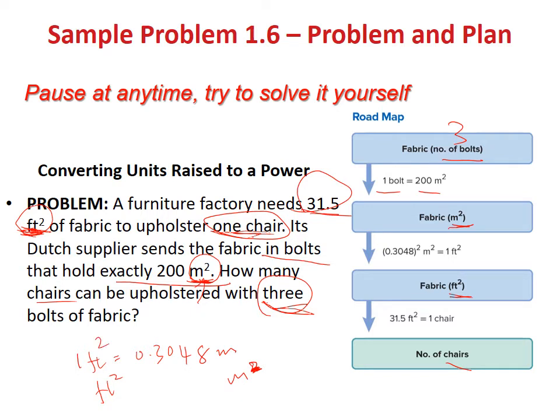Now when we square the unit, the numbers must square too, and therefore the right side number must square, and that's why you have 0.3048 squared. Don't forget that you square the number, and that gives you 1 foot squared. How many square meters? So from meter squared to feet squared, and then how many chairs can be calculated using 31.5.